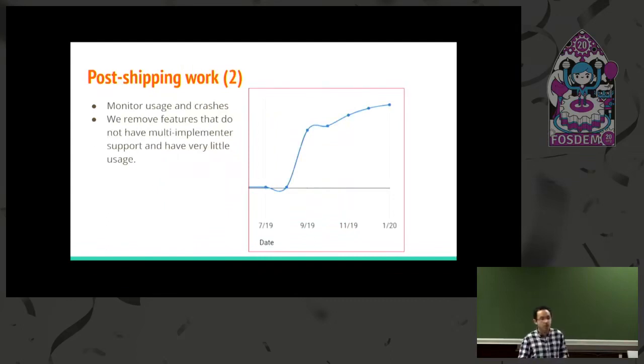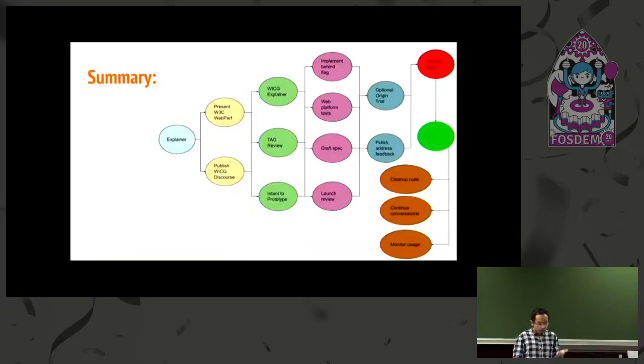In addition to that, we monitor usage and crashes. You can't tell from the screenshot if that's usage or crashes, but obviously it's going a little upwards, so I'm going to say it's usage, right? And we also remove features that do not have multi-implementer support and have very little usage. So that is to say that even after we ship our platform API, we may actually change our minds in the future if we see that it was actually a failure, because sometimes, everyone makes mistakes, right? Even us. So yeah. So a very simple process.